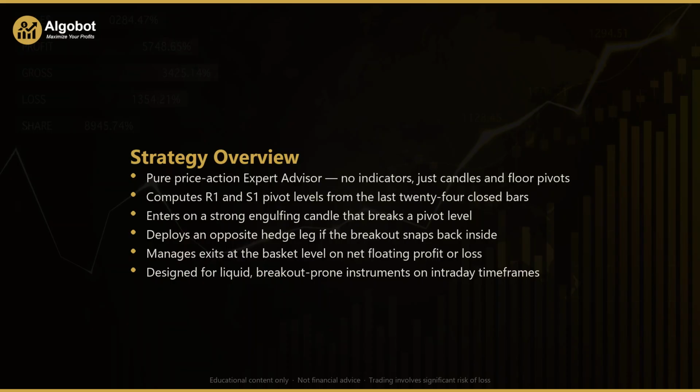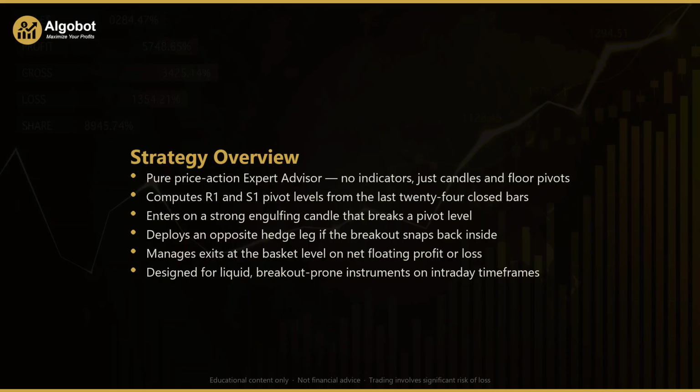The strategy is built around three ideas: floor pivots, a breakout, and the engulfing candle pattern, all wrapped in a managed hedge. Each closed bar, it recomputes the classic pivot levels, the central pivot, resistance 1, and support 1, from a look-back window of recent bars. Those R1 and S1 lines are the levels that intraday desks tend to watch and defend, and the strategy is interested in just one question at each level. Does price break through it with conviction, or is the break a trap?